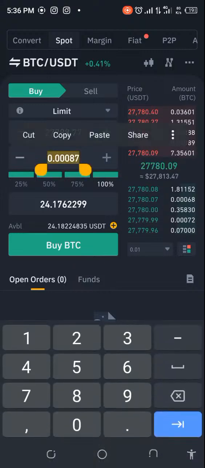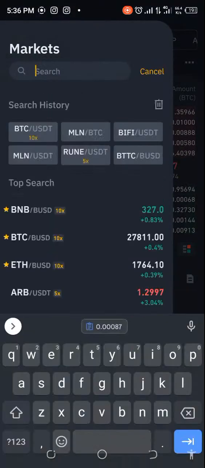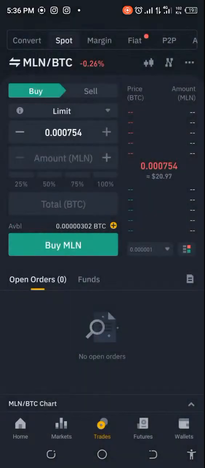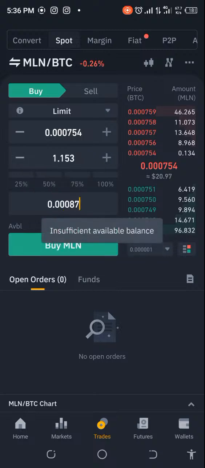So let's cut that. So we're going to do everything bare bone, and then afterwards we will remove all the charges and see whether it's going to make sense. Okay, so let's go ahead and do MLN BTC. Okay, and all I just have to do now is to put in the BTC and buy that. So what I have is 1.153, which is good.